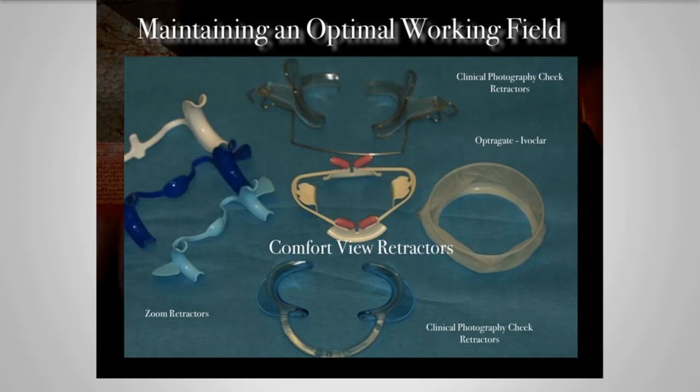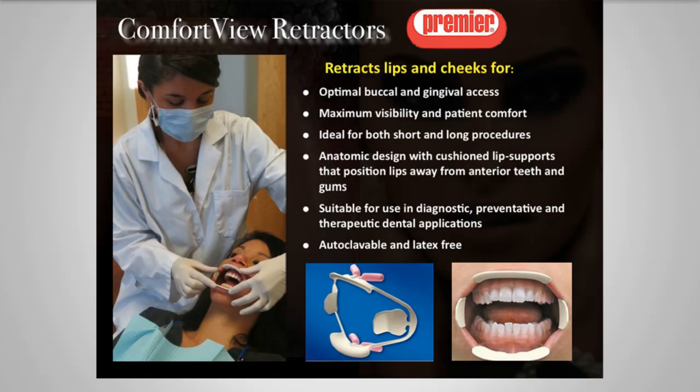And the reason why I prefer them is that they really have some optimal features, not the least of which are these actual bumpers that you see here that move the frame of the lip away from the teeth themselves. Pretty much all the other retractors will sit right on the gums and cause constant irritation, particularly in longer procedures, and I think that's the most optimal thing. As it states here, maximum visibility, ideal for short and long procedures.